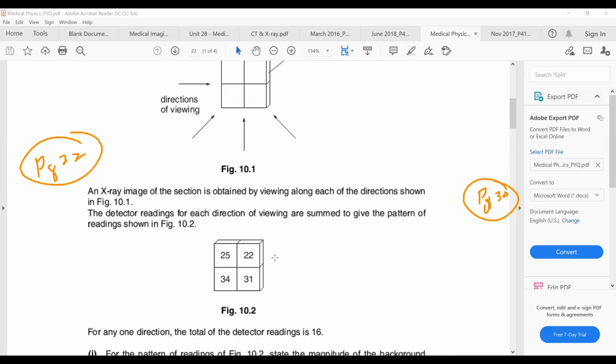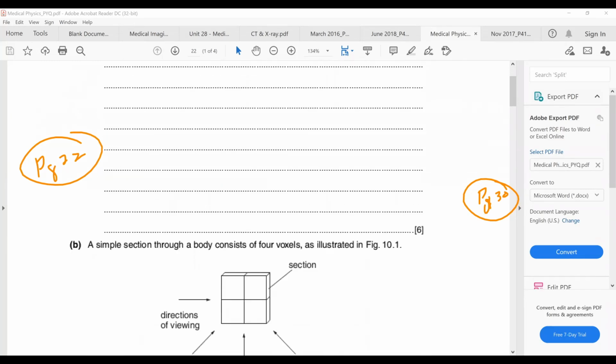Okay, this one here is medical imaging. Give me a second. I need to open up the past year. A2 medical imaging. Okay, right.